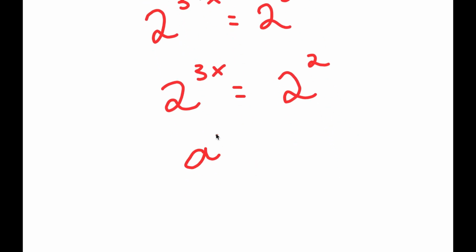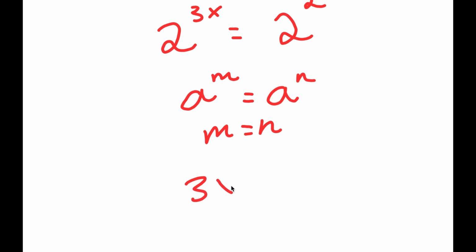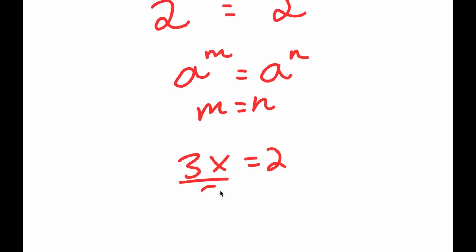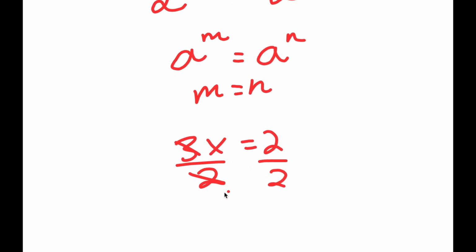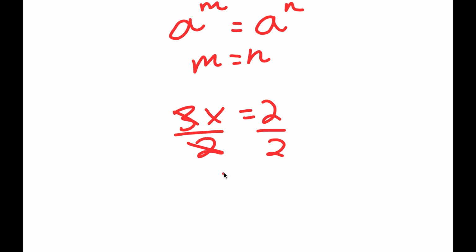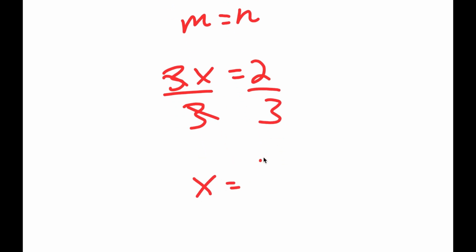Now from here, if I have something in the form a to the power of m is equal to a to the power of n, this means that m is equal to n. So this means that 3x is equal to 2. And if I divide both sides by 3, I get x is equal to 2 over 3.